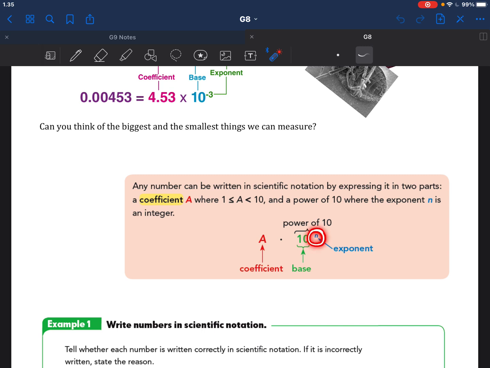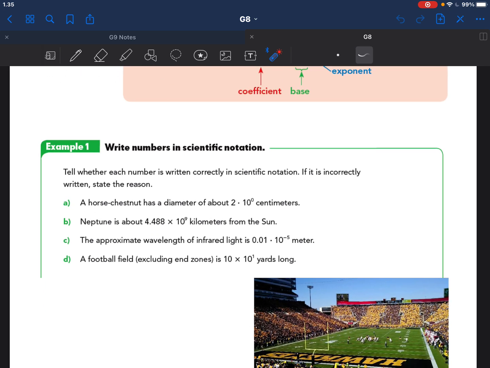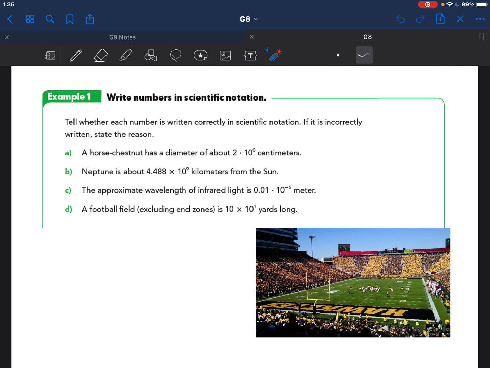The exponent there, it has to be an integer. It cannot be a fraction. It cannot be a decimal. It has to be an integer. An integer, again, is any whole number. It could be positive or negative. Okay? Alright, so let's jump in here.